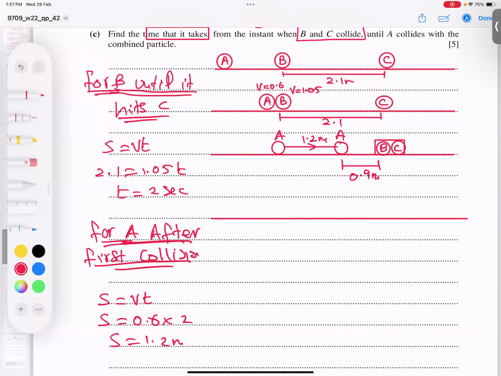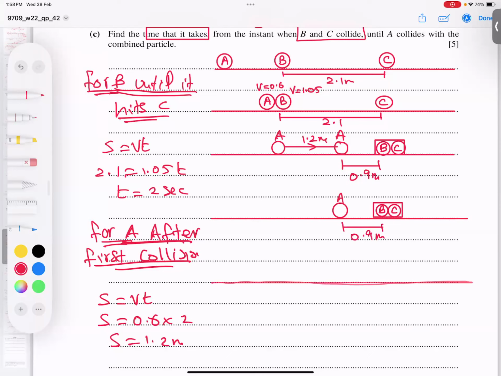I'm going to move to the next stage. This is particle A now, and the combined particles, B and C, are here. The situation is very clear now. If you don't draw this diagram, it's very hard to get it. Okay, now from this situation, the gap between them is 0.9 meters.